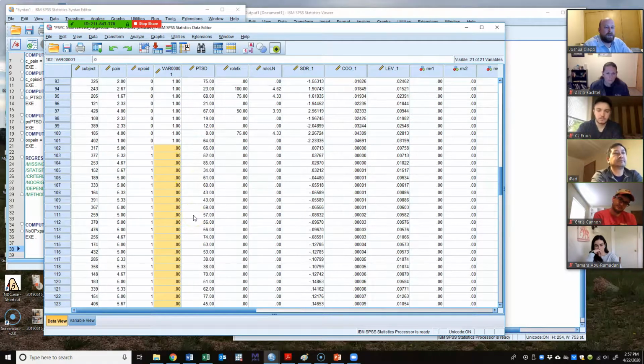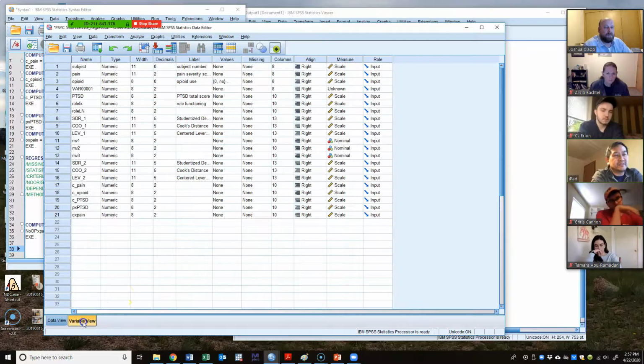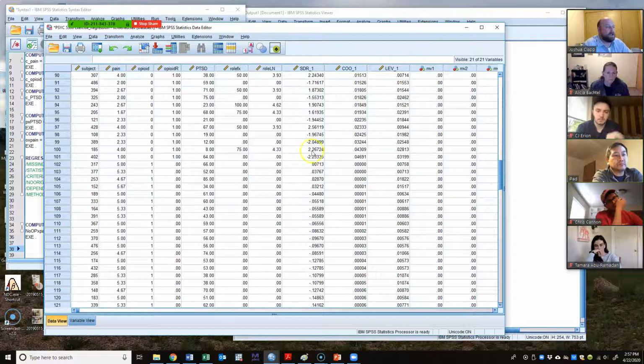Sean, what did I just do? You made a reverse code dummy so you know which one is use and which one is not use. Yeah. So I'm going to call this opioid R, okay? And so now this is just the opposite.